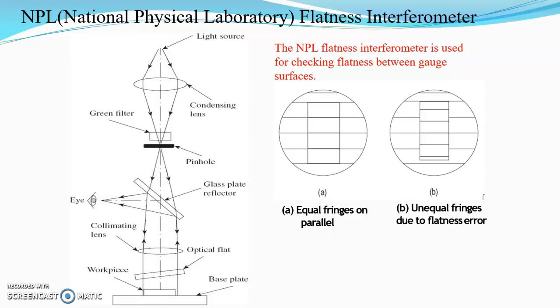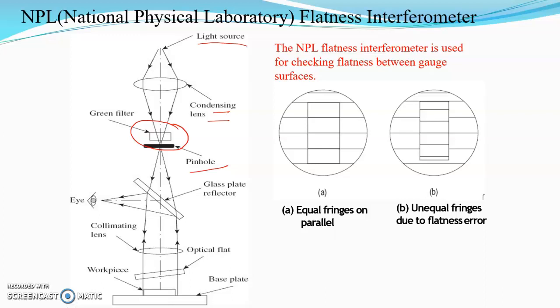In the construction of the NPL flatness interferometer, the light source is a mercury vapor lamp, and the light from the source is condensed using a condensing lens and made to pass through a green filter. The green filter filters out a green monochromatic light. This light then passes through a pinhole, giving an intense point source of monochromatic light.